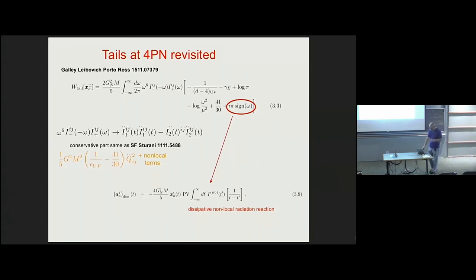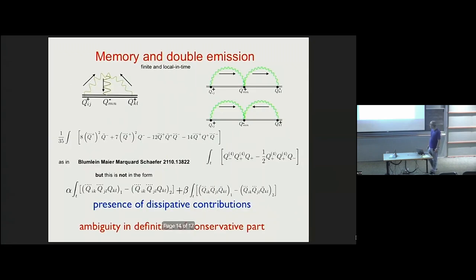In the memory and in the double emission term, well, this is not the case. So these are the diagrams, I wrote them in Keldysh variables. The arrows tell you where the propagators go, the target. And you have one family here and two families here. Blumlein, Maier, Marchand, Schäfer computed this diagram. We recomputed them. We obtained the same result for this, and I think a different coefficient for this, but this is not the point.